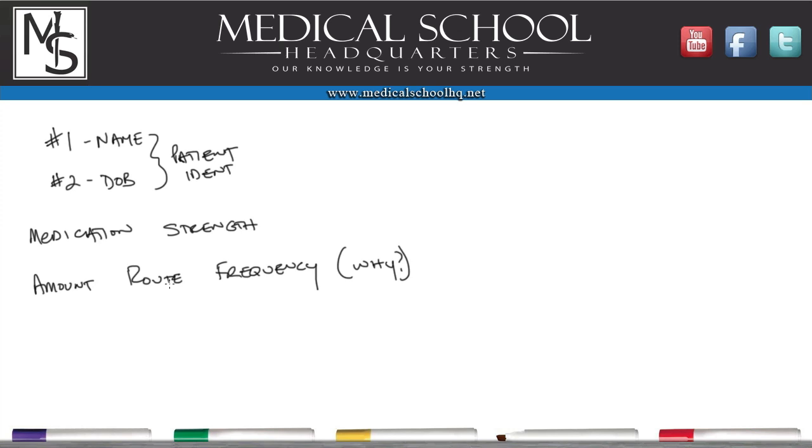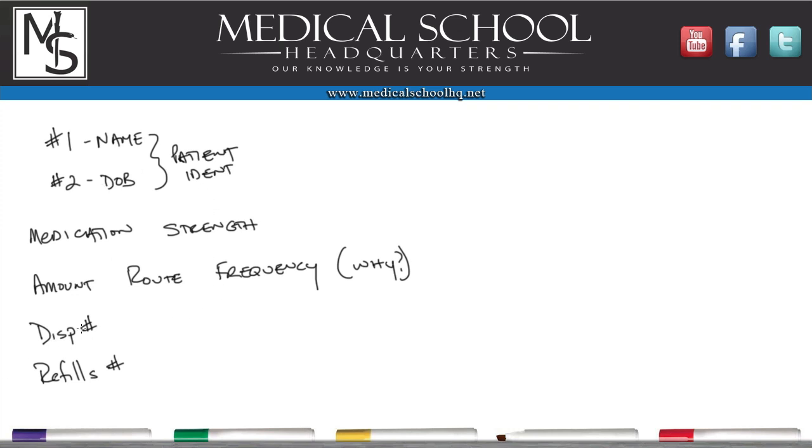Route is going to be PO if it's by mouth, or PR per rectum, IV for intravenous, and then frequency. Is it once a day, twice a day, at nighttime, with meals? And then all these abbreviations, again, like I said, I'll give you a link at the end so you can check out all that in depth. After this, we're going to tell the pharmacist how much of the medication to dispense. And we're going to tell them how many refills that we want the patient to be able to pick up.